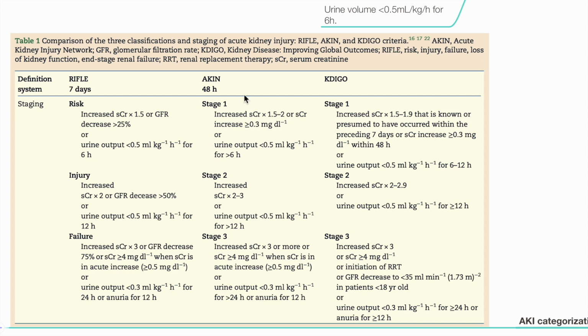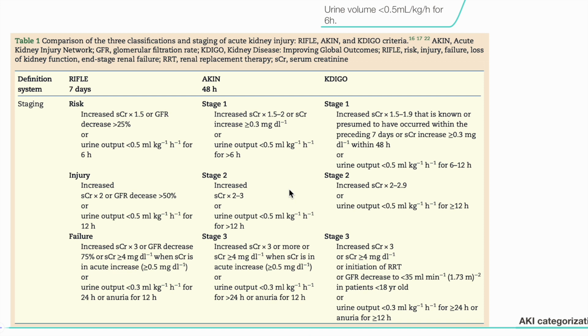According to Acute Kidney Injury Network classification, for stage 1 there is increase in serum creatinine of 1.5 to 2 times, or serum creatinine increase by 0.3 or more mg per dl, or urine output less than 0.5 ml per kg per hour for more than 6 hours. In stage 2 there is serum creatinine increase of 2 to 3 times, or urine output less than 0.5 ml per kg per hour for more than 12 hours.